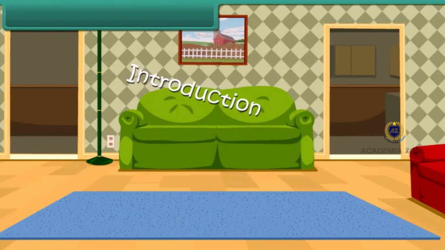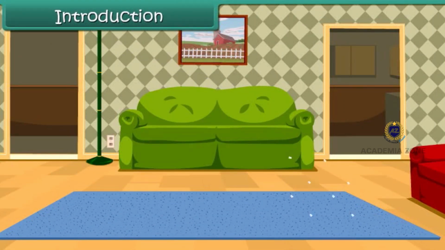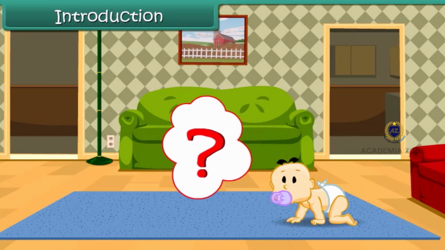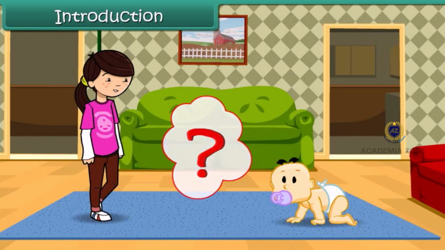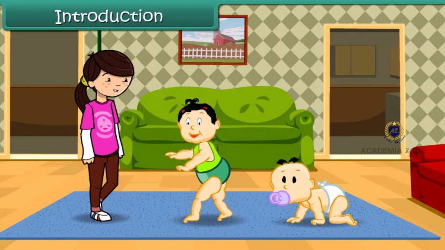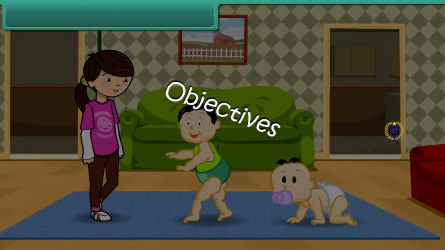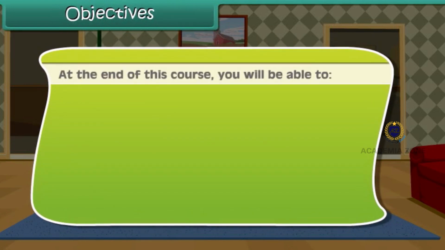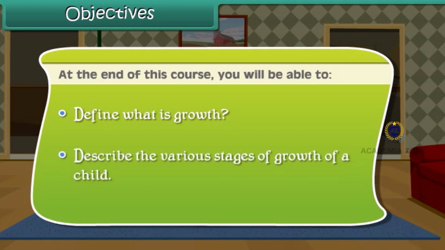Introduction. Dear friends, do you know how a small child becomes an adult? Let us know how we grow during the various stages of our life. Objectives. At the end of this topic, you will be able to define what growth is and describe the various stages of growth of a child.